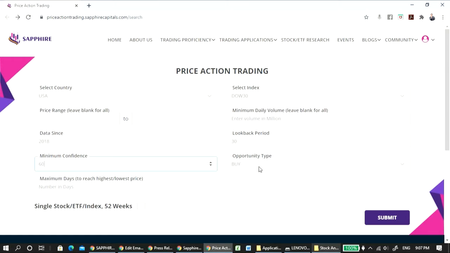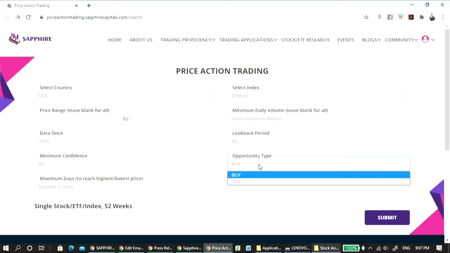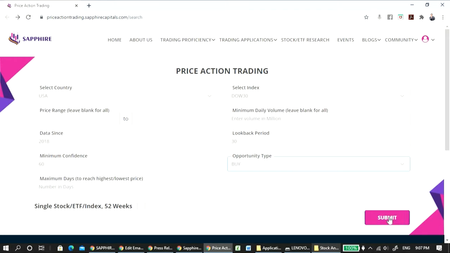Opportunity type: depending on whether you're looking for a bullish or a bearish opportunity, you can pick buy or sell. But just for your information, you will need to run this application once a day. Once as a buy opportunity, once as a sell opportunity, so that you see all kinds of opportunities that are available to you to trade in the next couple of days. But again, for the purpose of this tutorial, I'm going to run only with buy. I'm going to leave this information blank, and then I'll go with the submit button.